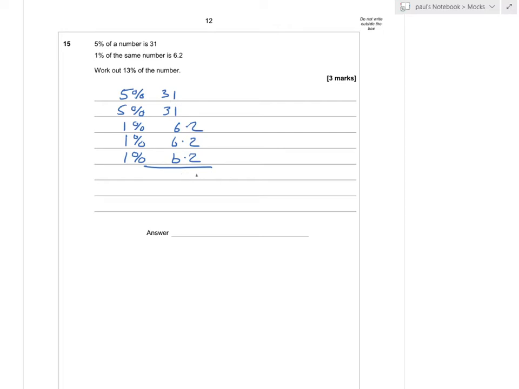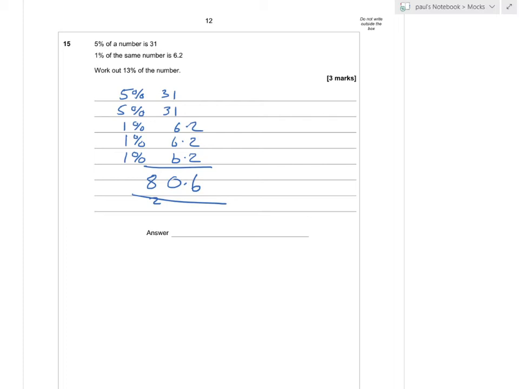So 2, 2, 2 is 6, 18, 19, 20, and 6, 7, 8. So that should be 80.6 for question 15.